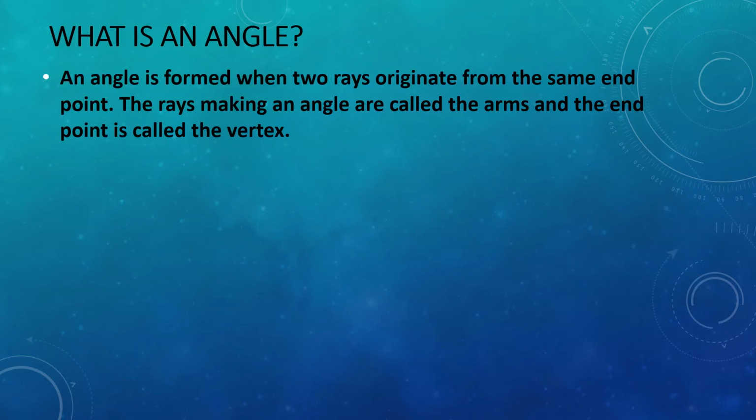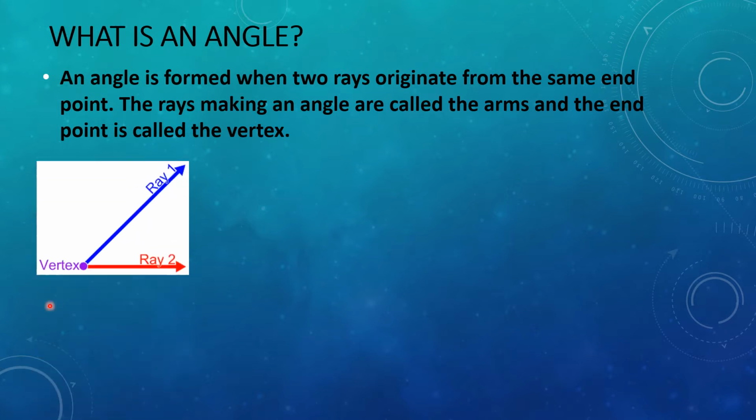What is an angle? An angle is the figure formed by two rays called the arms of the angle, sharing a common endpoint called the vertex of an angle. Now let's understand this through a diagram. Here you can see that two rays are known as arms of an angle, and where they join is known as the vertex of an angle.